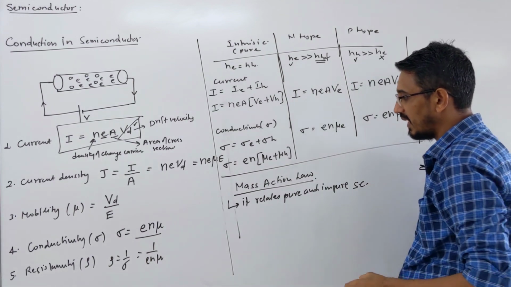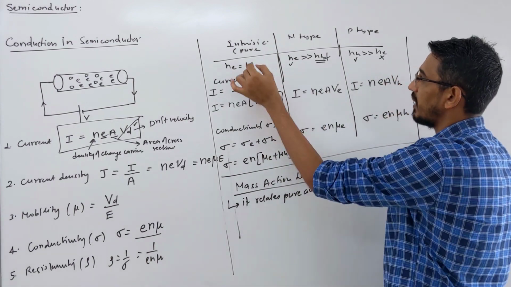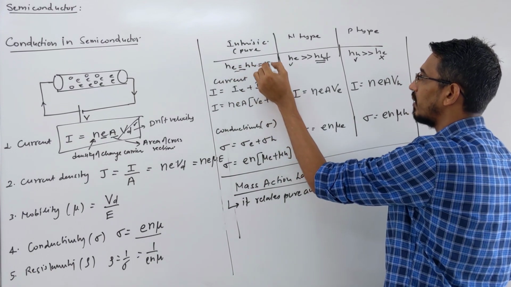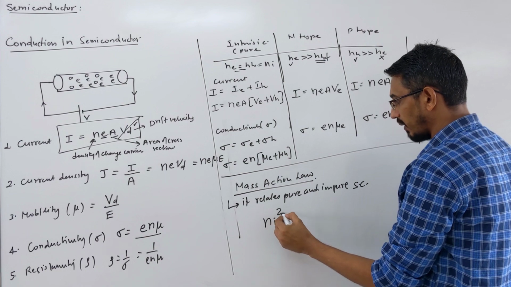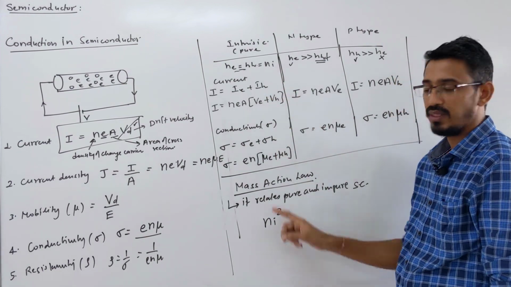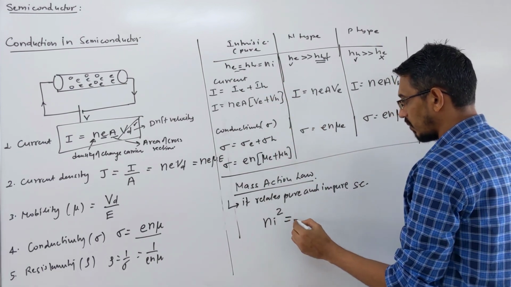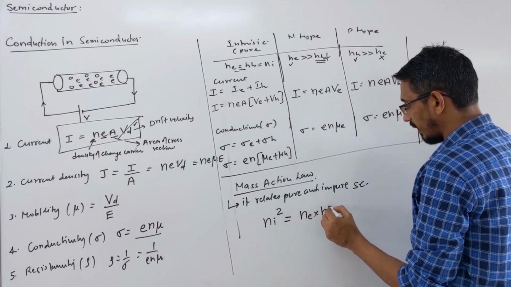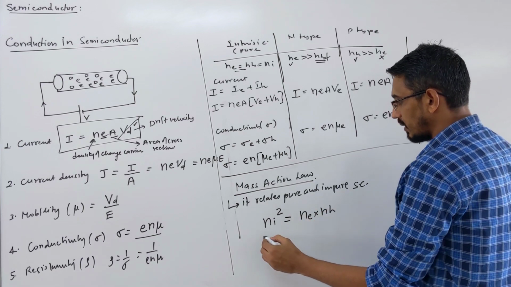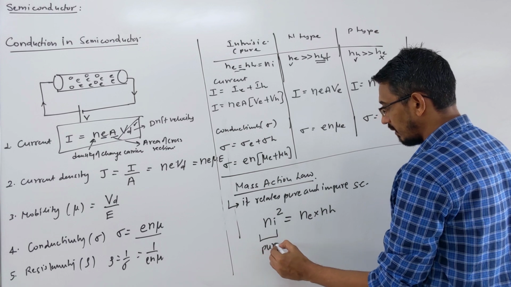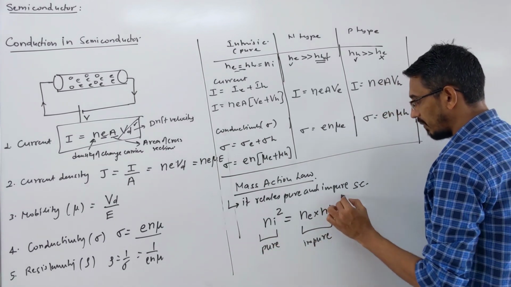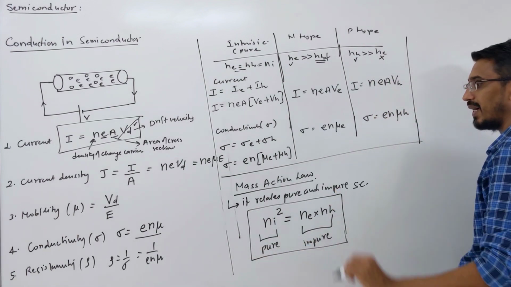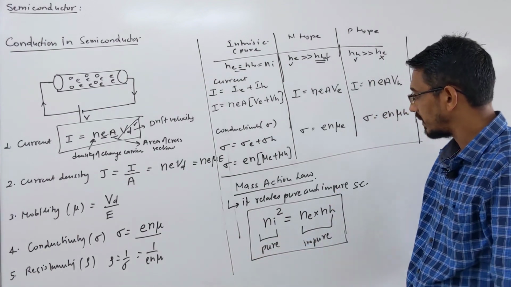It says that you have a pure semiconductor where these are equal, we call them Ni, right? Ni square, the charge concentration of the pure semiconductor squared, is equal to Ne into Nh. This is the pure side, and this is your impure side. They are related by this formula, which is called the mass action law.